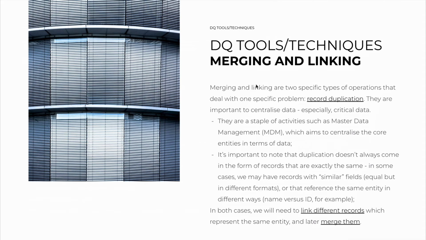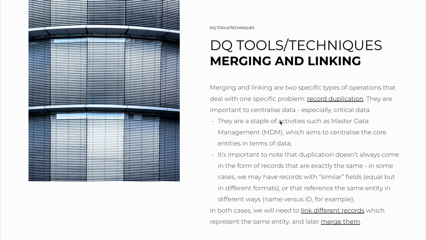And there are multiple algorithms to calculate this comparison. Let's take a closer look at merging, linking, and identity resolution. Merging and linking are two specific types of operations that deal with one specific problem, which is record duplication. They're important to centralize data, especially critical data where the existence of duplicates can have devastating business consequences.